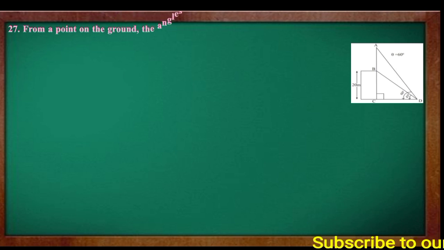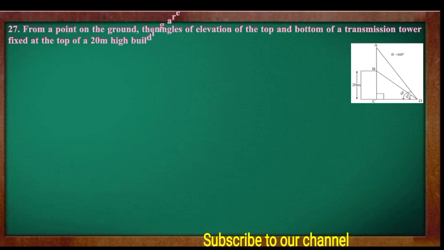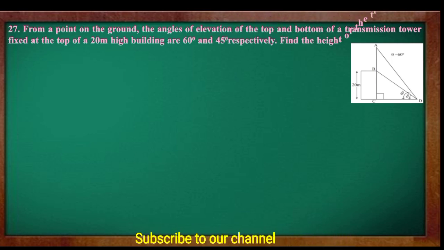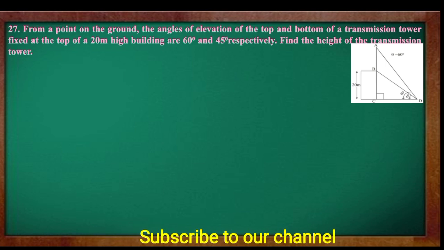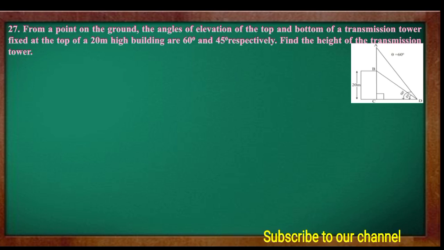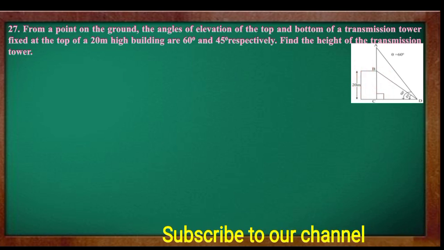Next question. From a point on the ground, the angles of elevation of the top and bottom of a transmission tower fixed at the top of a 20-meter high building are 60 degrees and 45 degrees respectively. Find the height of the transmission tower. We need to find the length of AB. They have given the height of the building as 20 meters, so we apply tan.